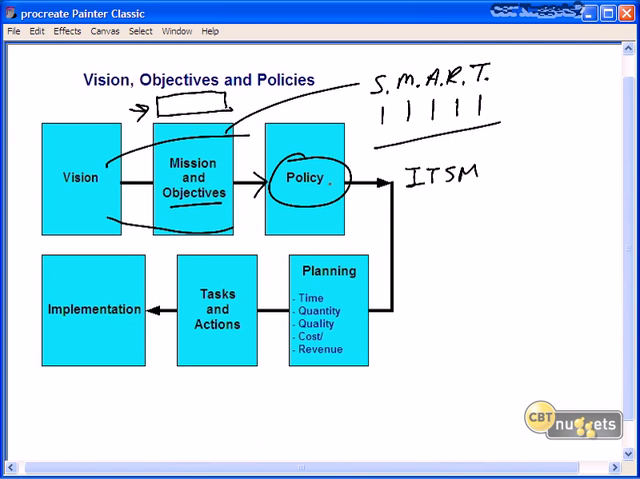Now, how do we get to the results of these specific policies? Well, lots of planning. Lots and lots of planning. This means dividing it up into different phases or stages. And this is where time comes into place. This is often done with project management. This involves planning for the quantity of resources needed and the quality of resources needed and cost versus revenue.